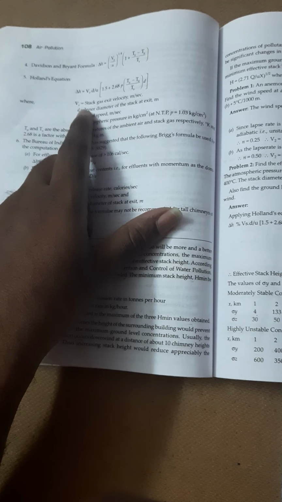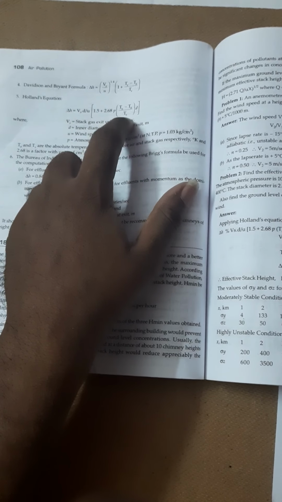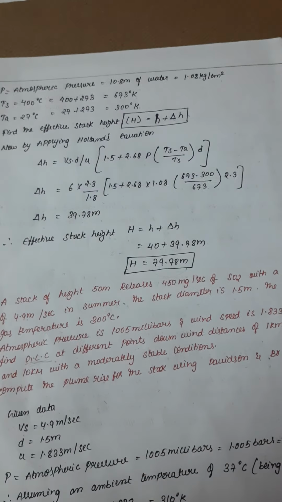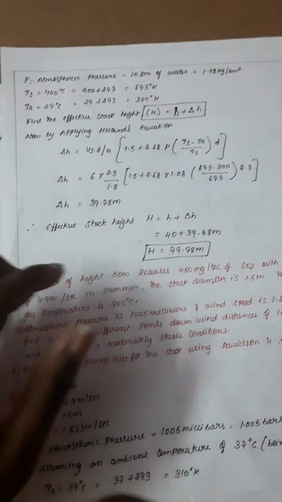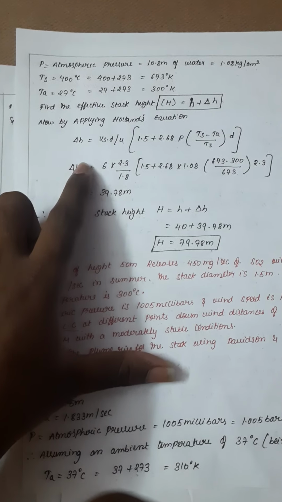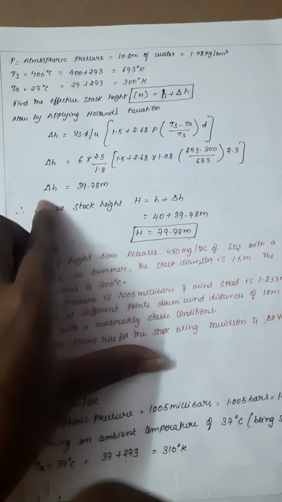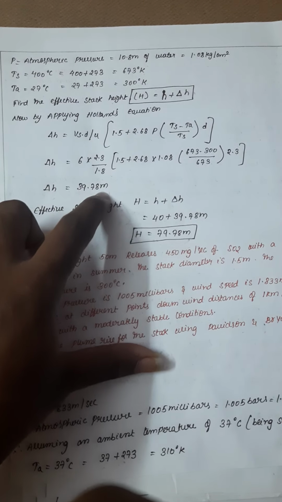So we should solve. According to the data given in the problem, I am taking the suitable formula, that is Holland's equation. I have taken Holland's equation and now I am doing the plume rise. Substituting the values in the plume rise formula, delta H is equal to 39.78 meters.